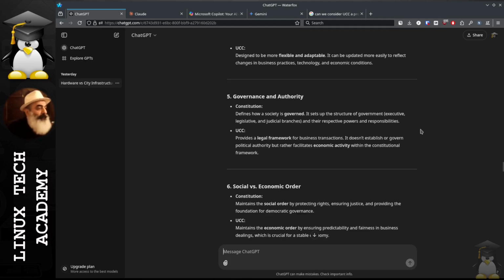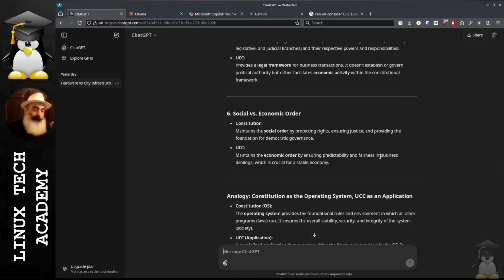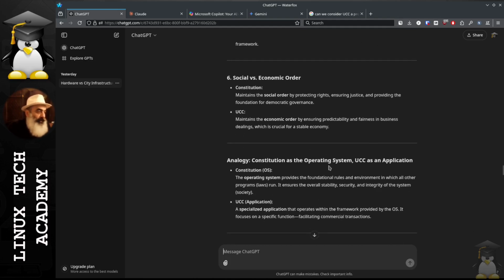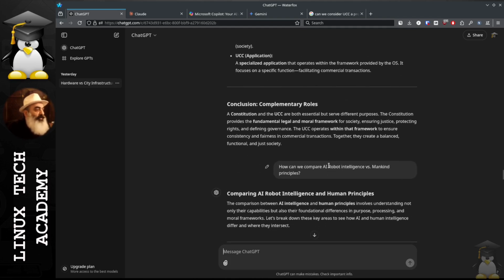Beautiful. Okay. So again, I can see a lot of stuff here between the lines, by the way, and I can give my opinion and speak about it for the next 2 hours. But I'm going to leave a lot and just keep scrolling because there's a lot here. So I don't want to bore you with a lot of information, and I'm going to leave the rest for you as well. A constitution and UCC are both essential, but serve different purposes.